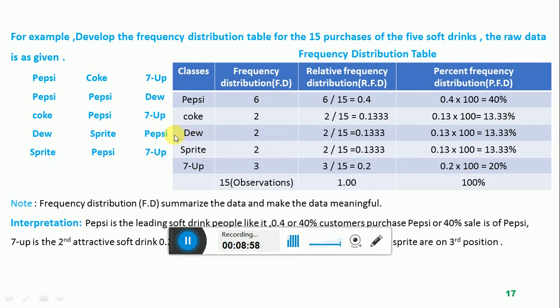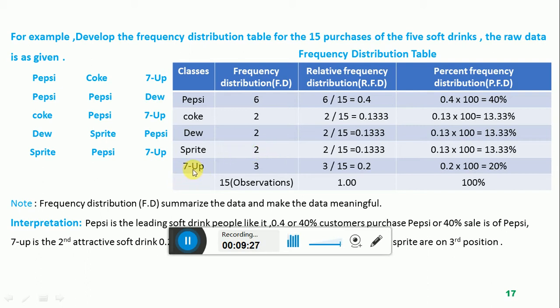Again Dew: we will count how many times Dew occurs in this entire data set. So this is 1 and 2. The frequency of Dew is also 2. Sprite: again count 1 and 2. So the frequency of Sprite is also 2.